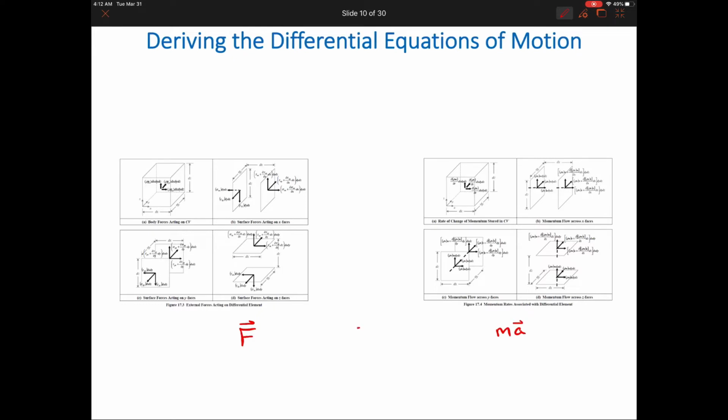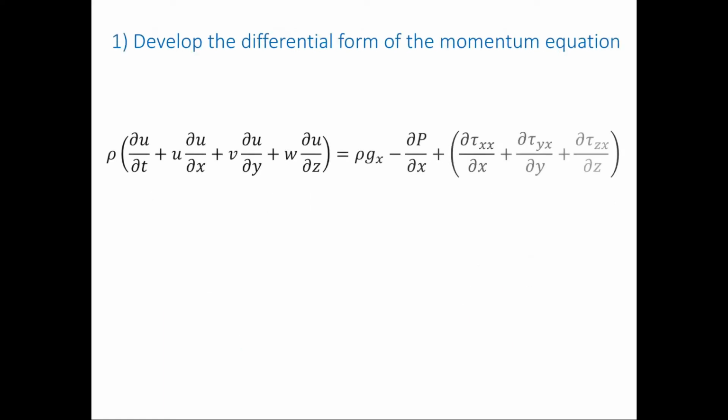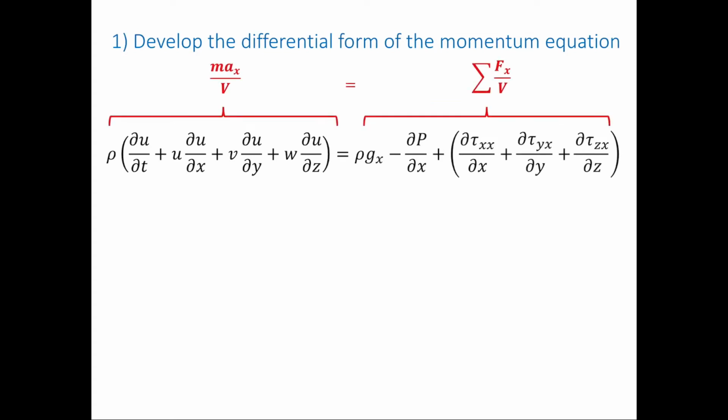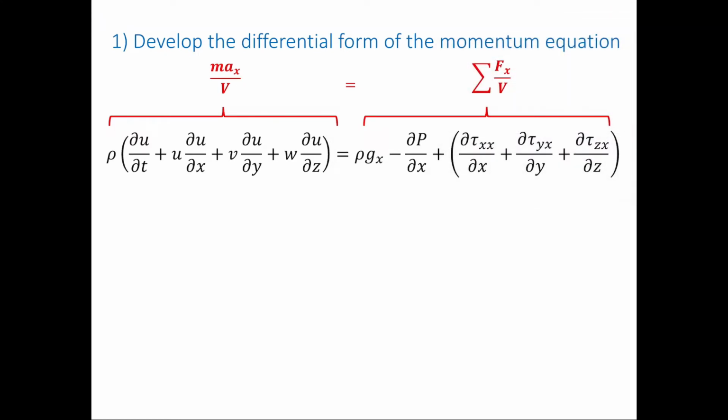And I just cannot emphasize this enough: what we're looking at is F equals ma. I'm going to keep saying it over and over until you're tired of it. F equals ma is all the complexity that we're dealing with here. And that gets us to the first form of the differential form of the momentum equation. So this is in the x direction. We have the x direction of the differential form of the momentum equation.